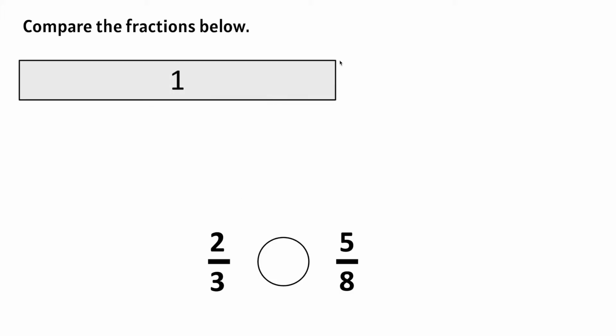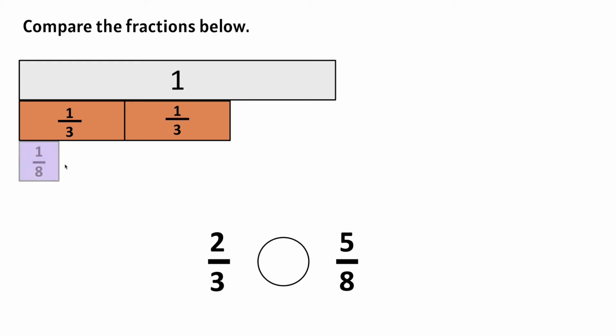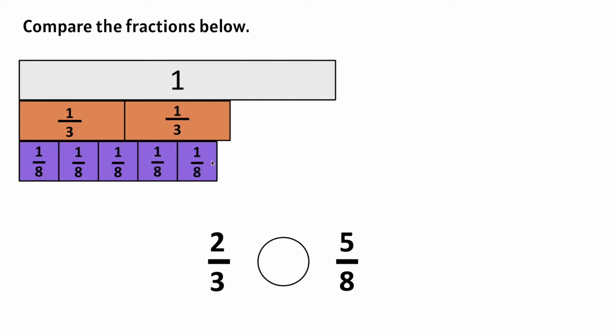Let's go ahead and start by creating a visual or a model for one whole. We will use this as a reference point. Now let's create 2/3 using a model. 1/3, 2/3. Now let's model 5/8 using fraction strips. 1/8, 2/8, 3/8, 4/8, 5/8. We notice that 2/3 is greater than 5/8.